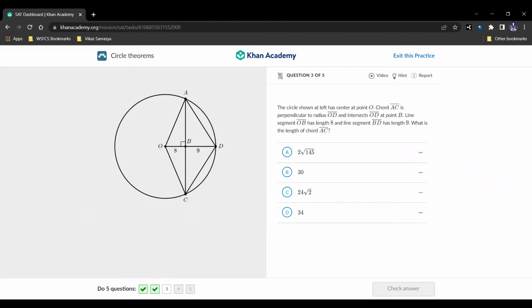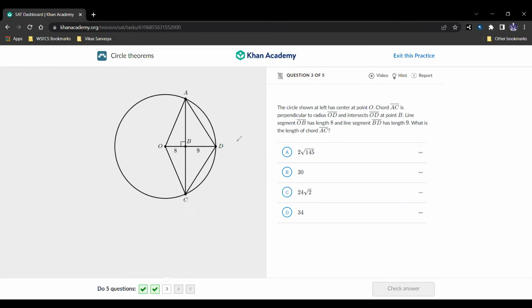The circle shown at left has center at point O. Chord AC is perpendicular to radius OD and intersects OD at point B. Line segment OB has length 8, and line segment BD has length 9. What is the length of chord AC?